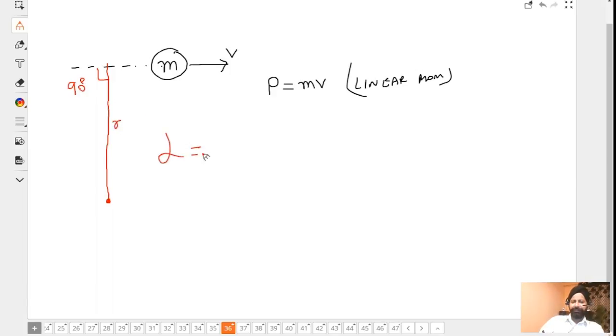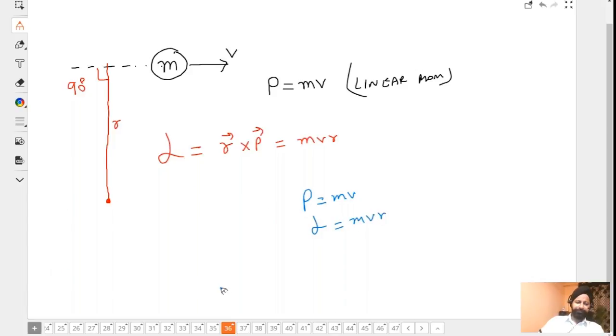Angular momentum is denoted by letter L, that is r cross p, right? That will give you mvr. That is the amount of angular momentum that the body has. Anybody who does not understand this, please tell me. If you don't want to go by vectors, just remember p is equal to mv, that is the linear momentum. Angular momentum is mv into r.